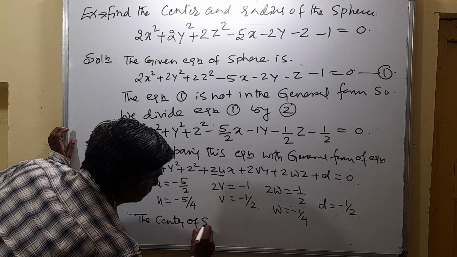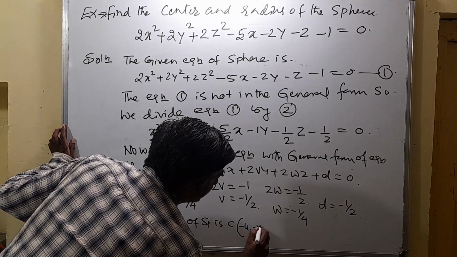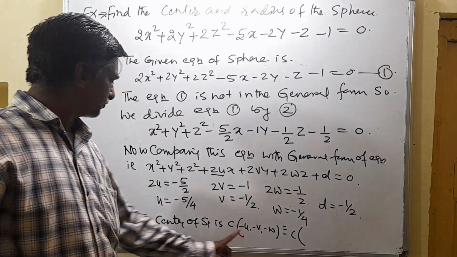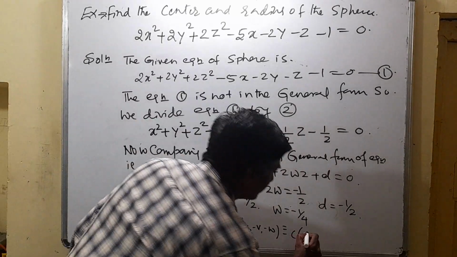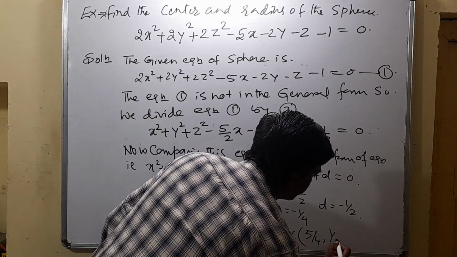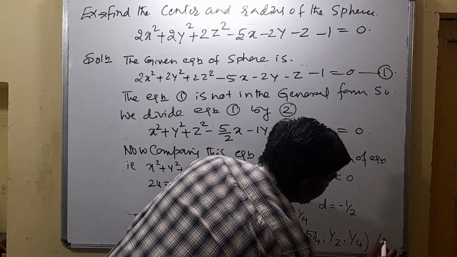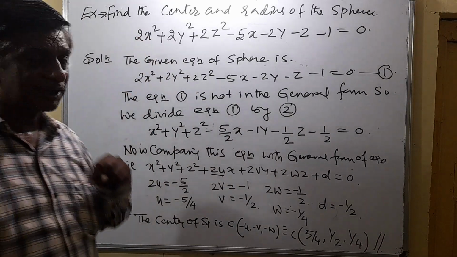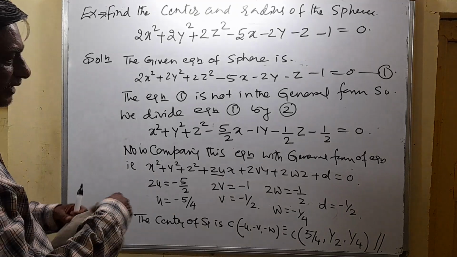Then the center of the sphere is C of minus U, minus V, minus W. Here U is minus 5 by 4, so minus U is equal to 5 by 4. Then V is the same, 1 by 2. W, say again, 1 by 4. This is the center of the given sphere. Then the next step is the radius of the sphere. Radius of the sphere, we have to find. Okay? Next.